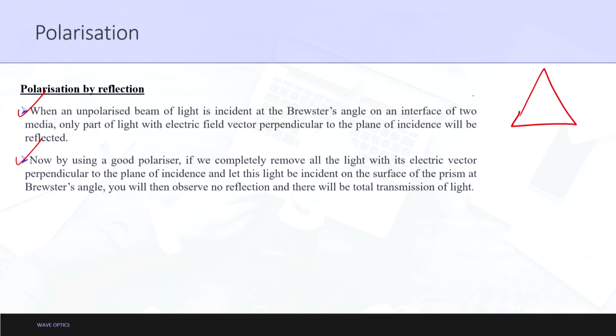What does it mean by no reflection? There will be no reflection, there will be complete transmission. This is only the explanation. I will not go into much detail, I will just explain it again.